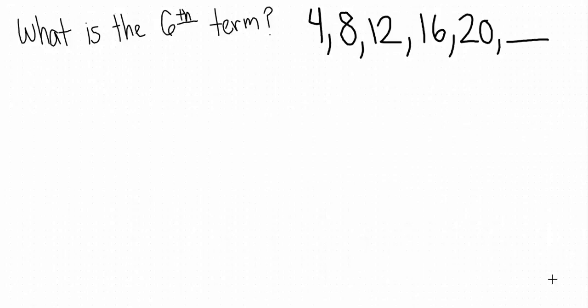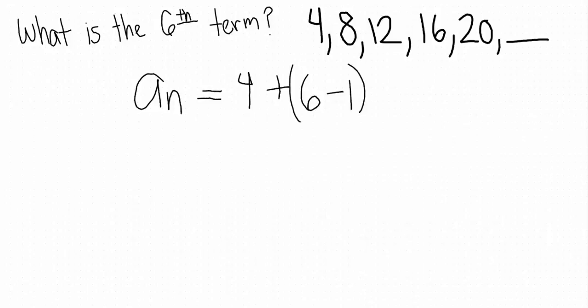Since the common difference is plus 4, you will need the arithmetic sequence to find out the sixth term. The arithmetic sequence is the ending term, which is an, because it's unknown, and the starting term, which is 4, plus the number of terms, which is 6, minus 1, times the common difference, which is 4.